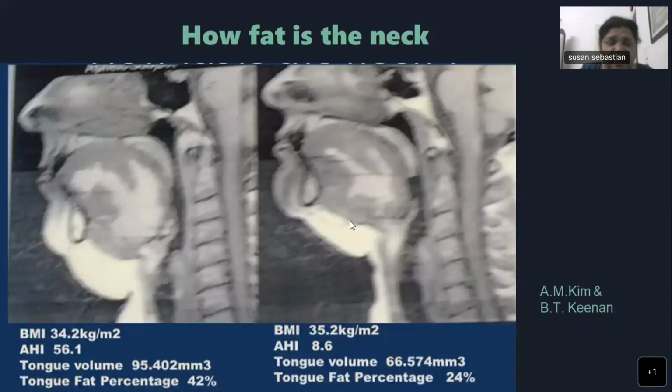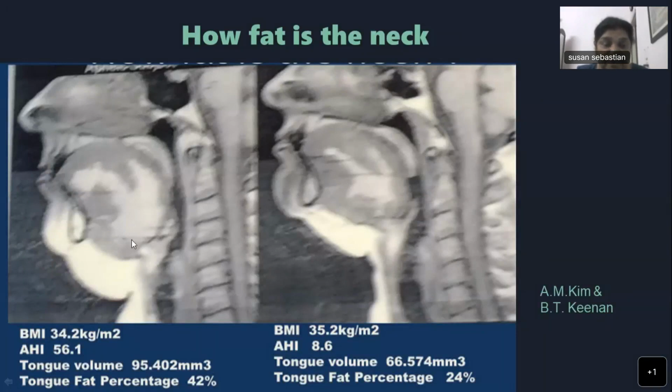And what more information can we get from the MRI? It can tell you how fat is the neck. You know that obstructive sleep apnea, the pathophysiology is very much related to altered metabolic syndrome and altered lipid metabolism. And there is a lot of fat deposition. And this fat deposition happens around the chin and the base of the tongue.